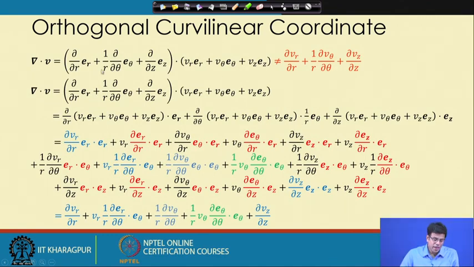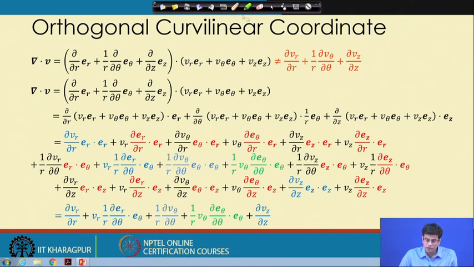Now, let us expand del dot v. So, del dot v is this, and I have explained why this is not true. We will see it. Now, if you carefully do this dot product, it is essentially del del r of Vr Er.